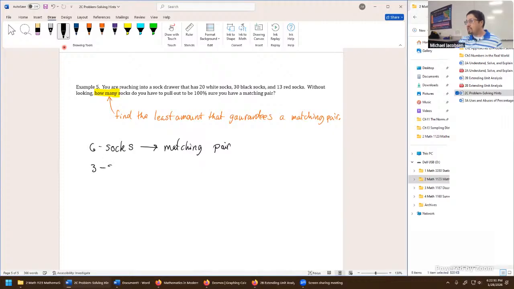But for 3 socks, now this one's kind of iffy. This one, it depends, right? If you randomly grab 3 socks out of this drawer, it's plausible you grabbed a white sock, a black sock, and a red sock. No matching pairs. So here, if all socks are different, there is no matching pair.